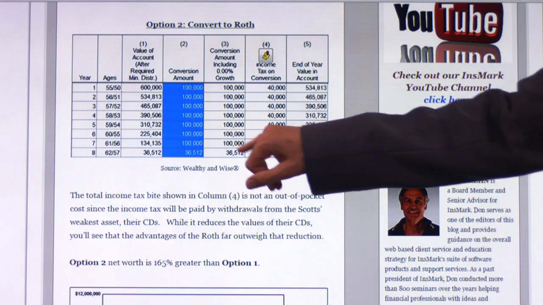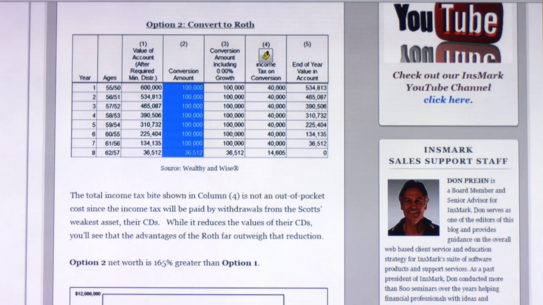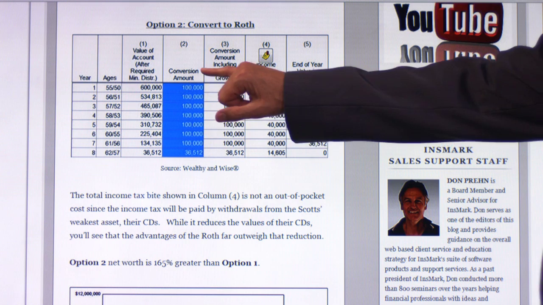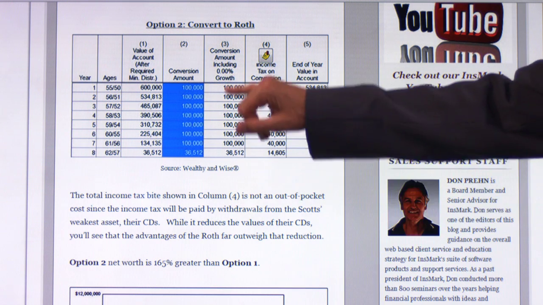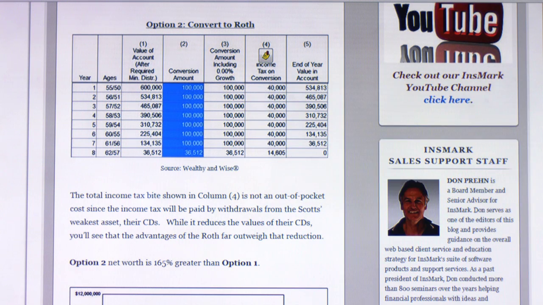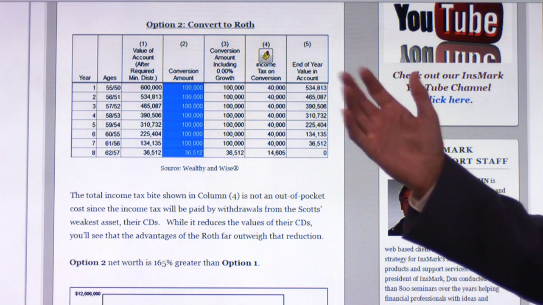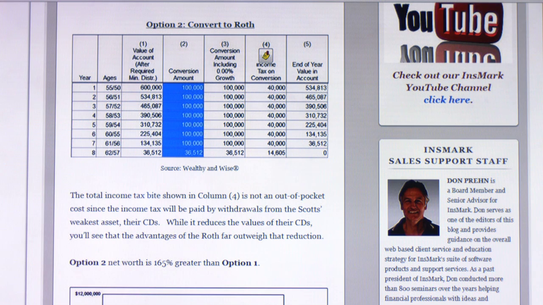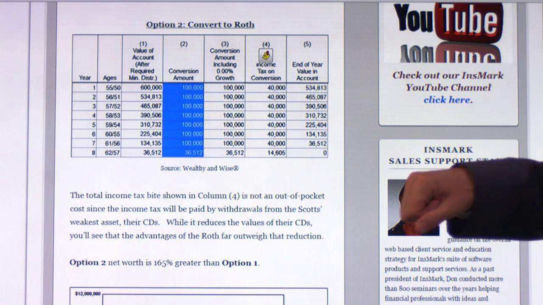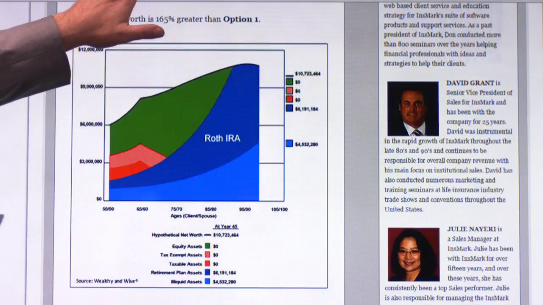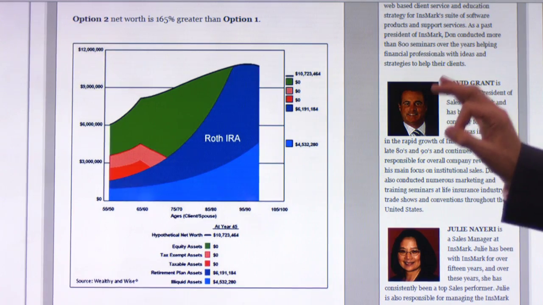So as you can see, they have $600,000 in their IRA. We're going to liquidate it over 8 years, $100,000 a year, paying $40,000 a year in tax. And that's all accounted for in our Wealthy and Wise wealth analysis, the projection to the future. And so if we want to look and see the impact of that, let's go here.